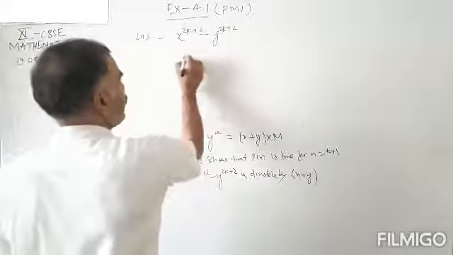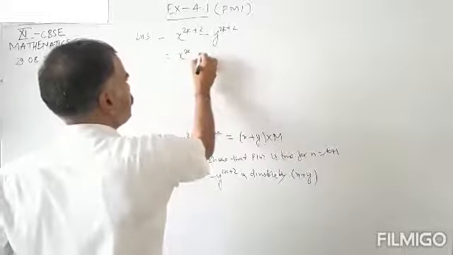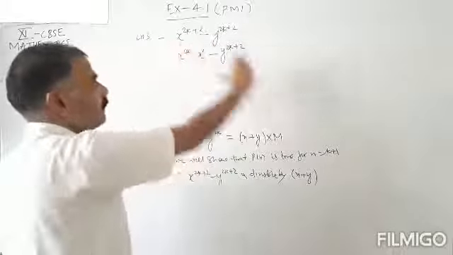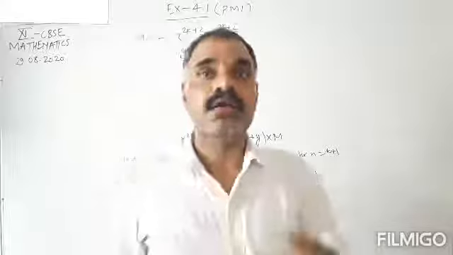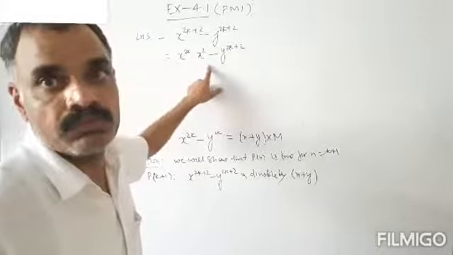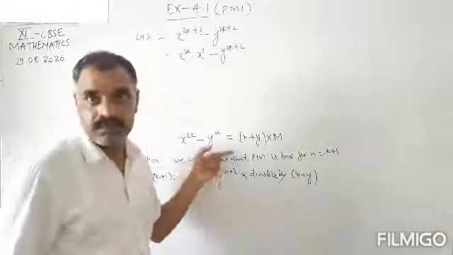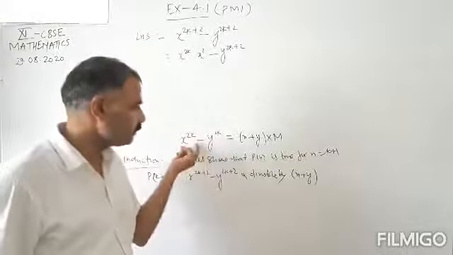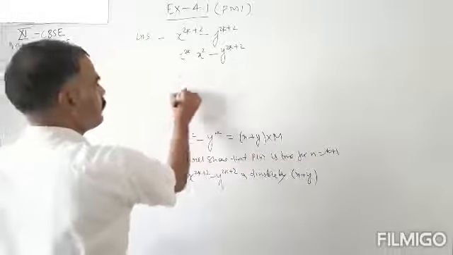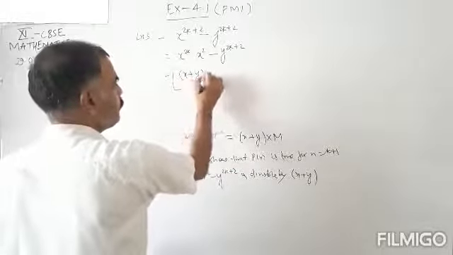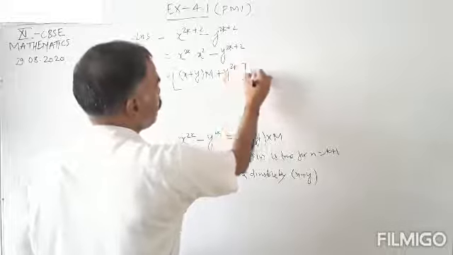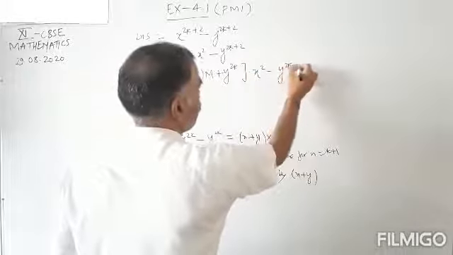So this can be written as x to the power 2k into x square minus y to the power 2k plus 2. We split the power of x into x to the power 2k and x to the power 2. Now from the assumption step, x to the power 2k is equal to x plus y into m. So this is x plus y into m into x square minus y to the power 2k plus 2.